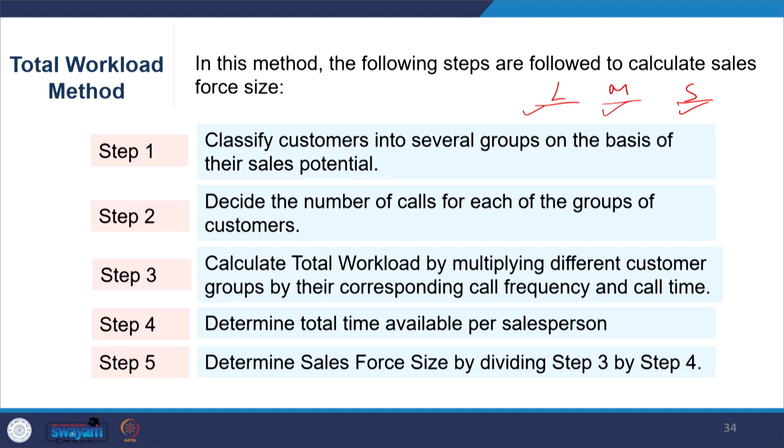In the third step, we calculate the total workload by multiplying the different customer groups by their corresponding call frequency and call time. Not only how many times you are meeting the client, but also how much time you are giving. Maybe you have gone to a location where there are two different clients. If one client takes up all your time, then you might not be able to meet the other client. So, maybe you have to stay for the next day, and that is an additional cost to the company, because the salesperson has to stay in the hotel and spend money on that.